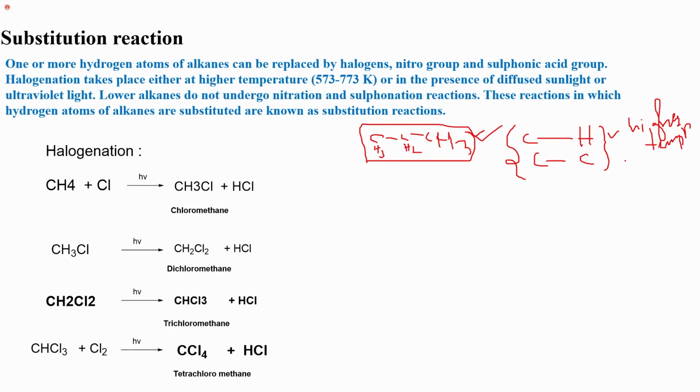So we need either high temperature or sunlight, that is, H nu. This is called H nu. Under this H nu photolytic condition, what will happen? Suppose the sun is there.